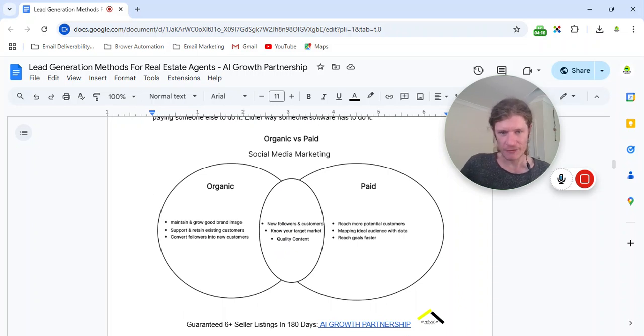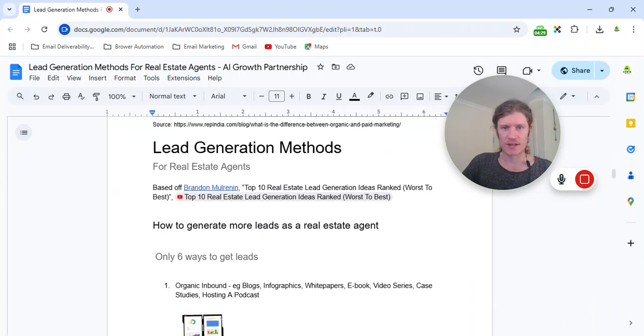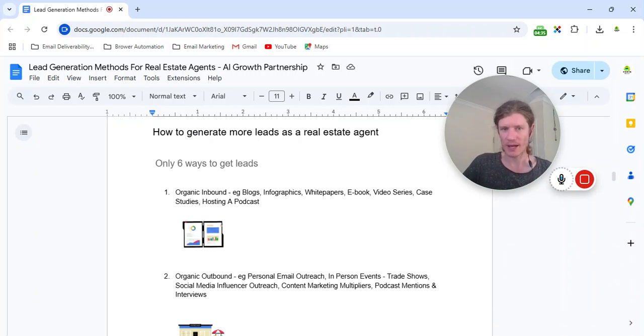So organic versus paid. In both methods, you can gain new followers and customers. Both are going to need you to know your target market, and both are going to need quality content. So, lead generation methods. These are the only 6 ways that you can generate leads.